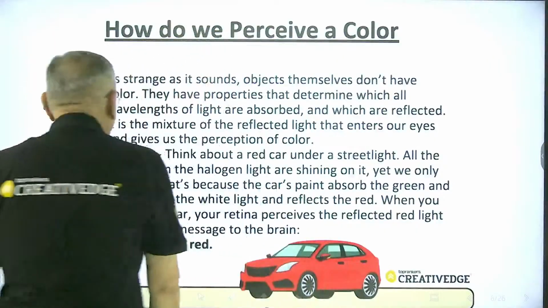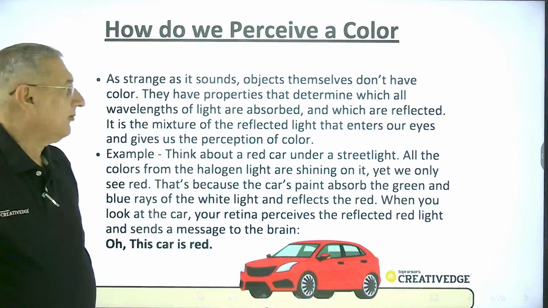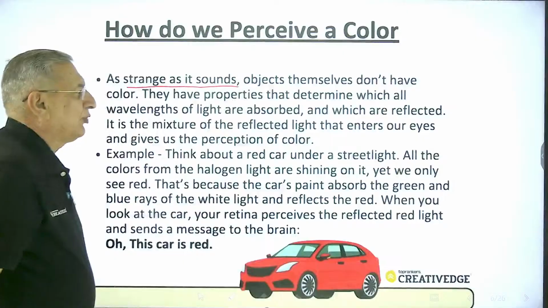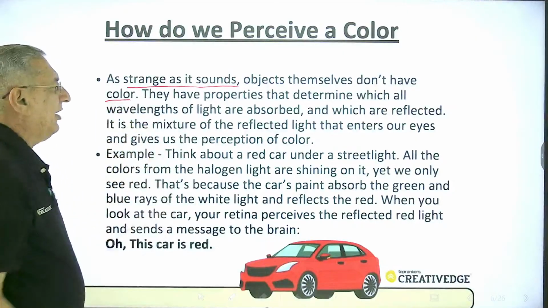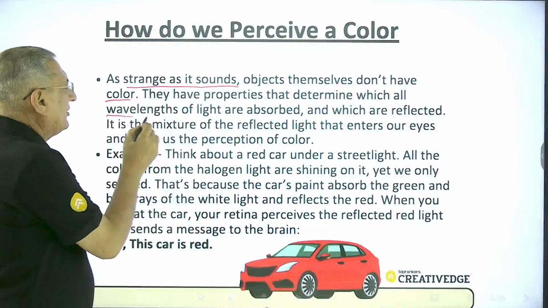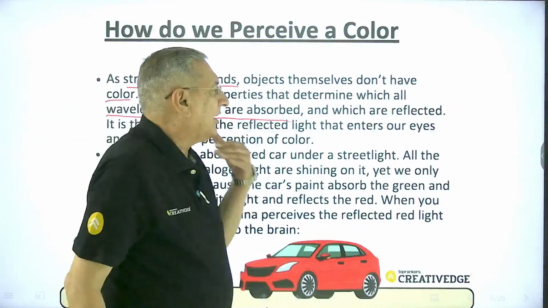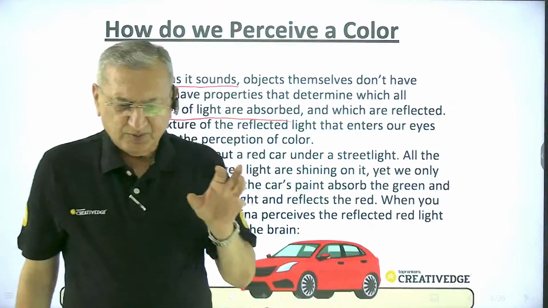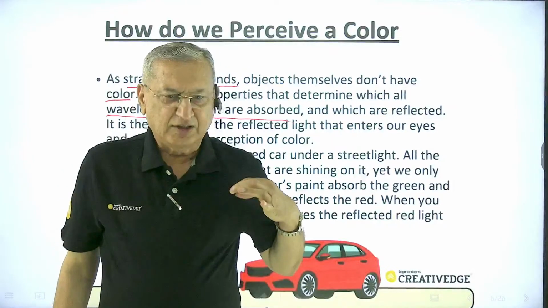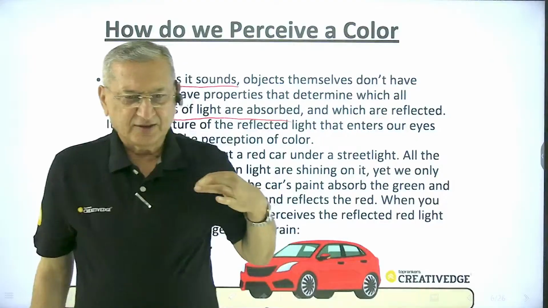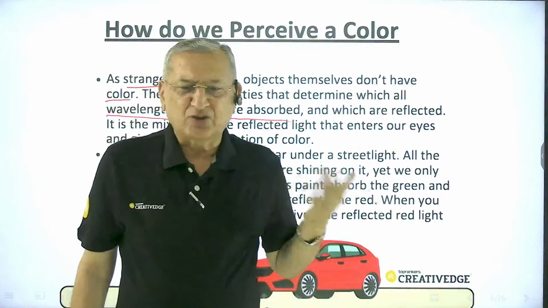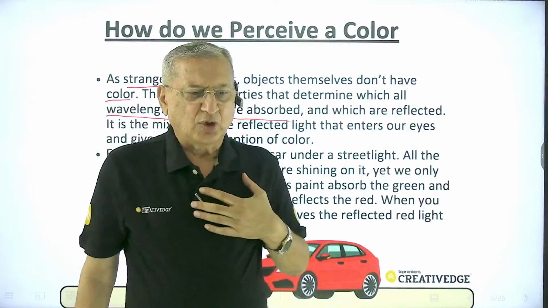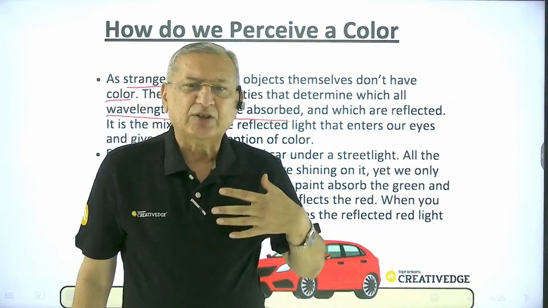So how do we perceive color? As strange as it sounds, objects themselves don't have color. They have properties that determine which wavelengths of light are absorbed and which are reflected. It seems very funny, but this object, my t-shirt, hasn't got its own color. It has properties to absorb all the colors. So none is reflected. That means this is seen as black.